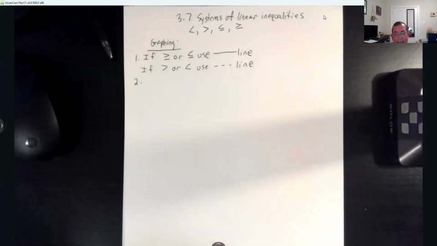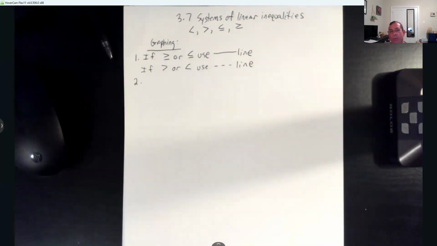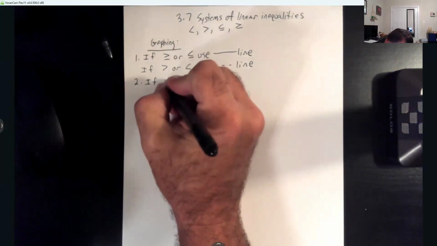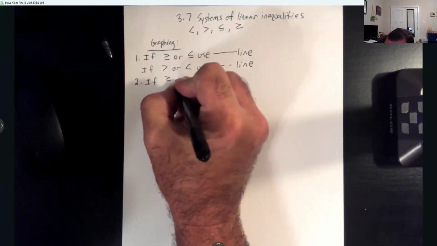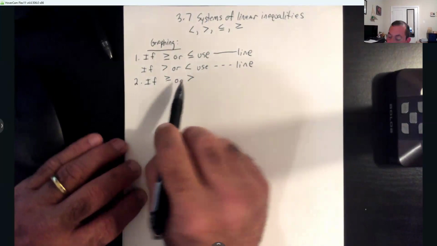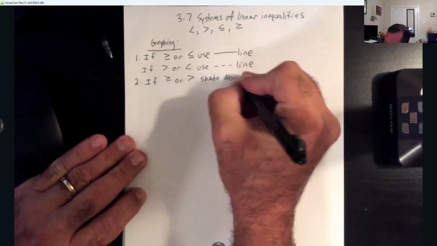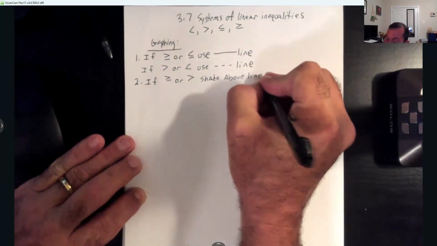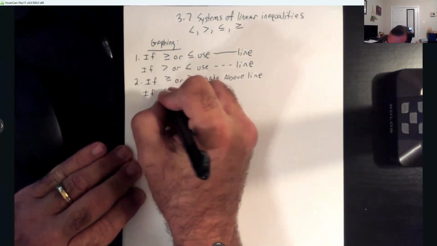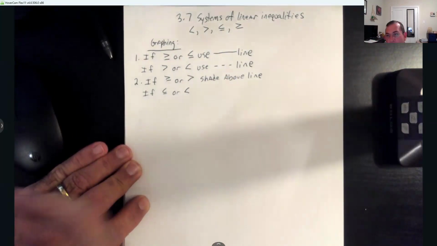Now, the second thing you got to wonder on these, do we shade above or below? If it's greater than and equals or greater than, so basically if it's got greater than in it, we shade above our line. Now, if it's less than or equals or less than, we're going to shade below the line.